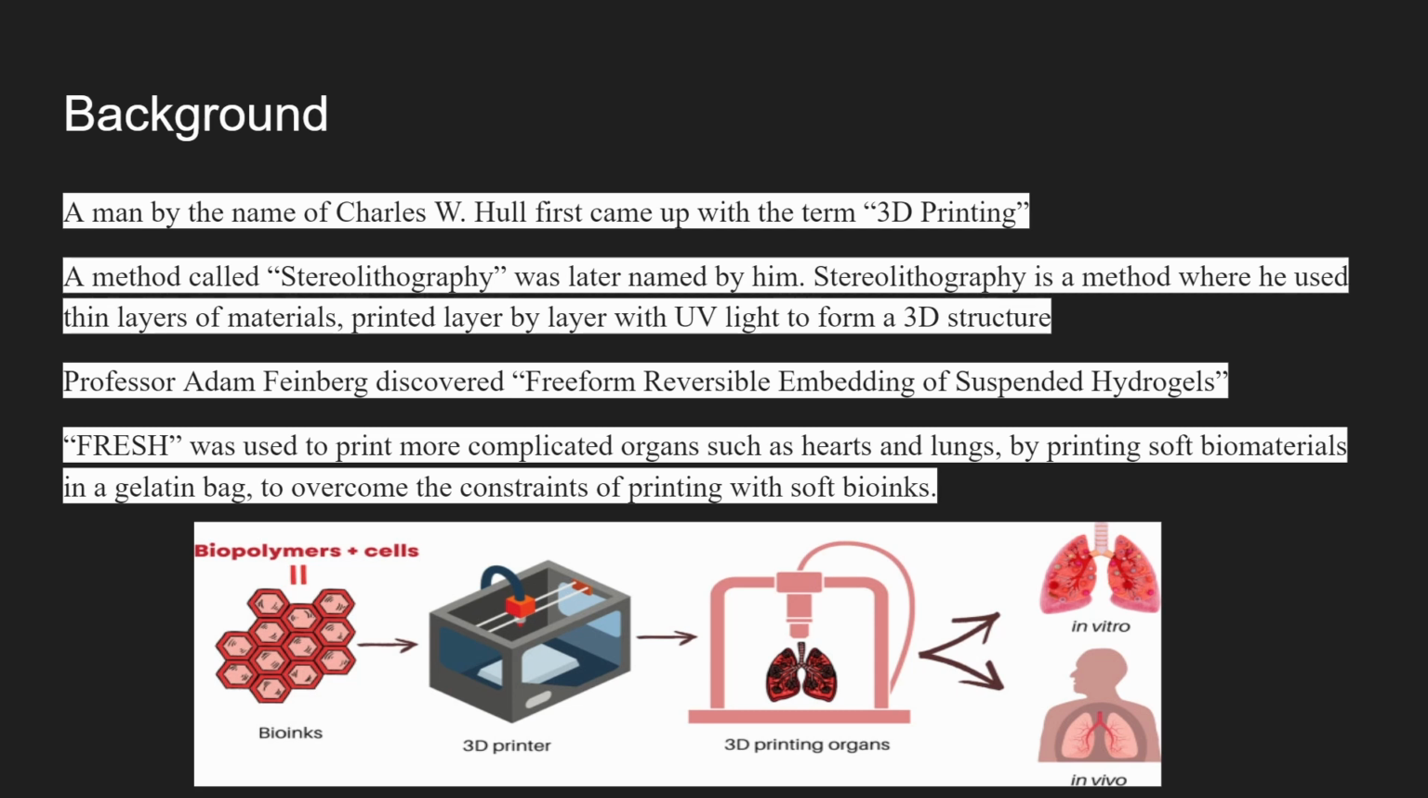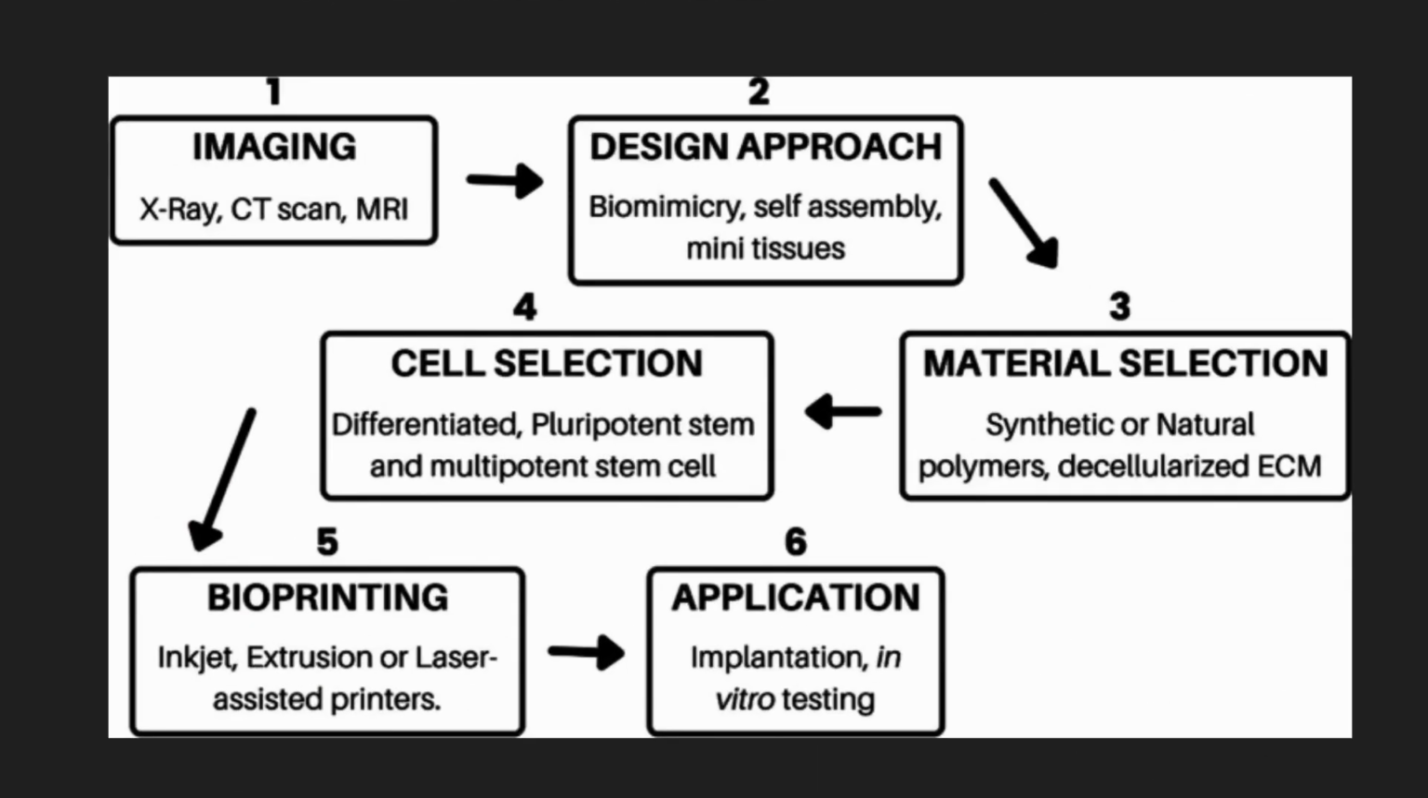FRESH was used to print more complicated organs, such as heart and lungs, by printing soft biomaterials in a gelatin bag to overcome the constraints of printing with soft bioinks. This slide shows a diagram of the process that will be described in the next two slides.